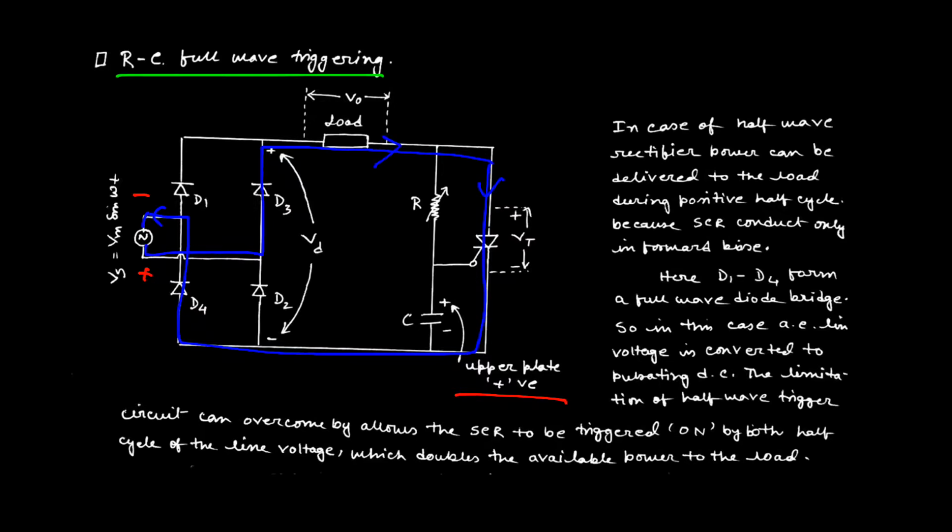In the first case the current was flowing in this direction, and in this case when D3 and D4 start conducting, the current flows from left hand side to right hand side. In the previous case, when D1 and D2 were conducting and the supply was positive at this end and negative at this end, the current also flowed from left hand side to right hand side.